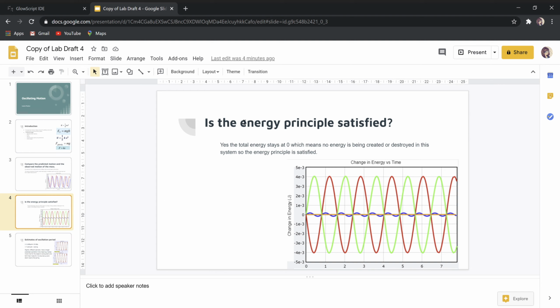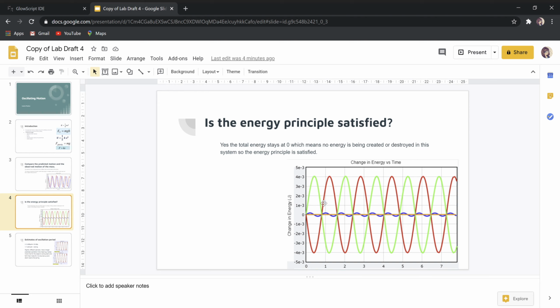Now, the next question: is the energy principle satisfied in this experiment? Well, when we ran it, like I said, I got it so the energy got outputted and changed over time in the code. So this is our change in energy versus time.